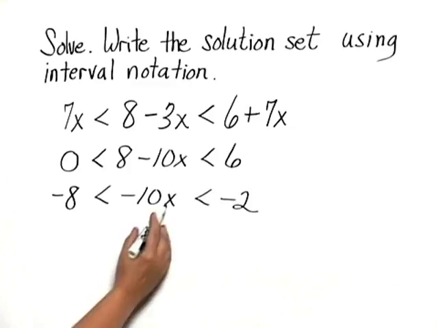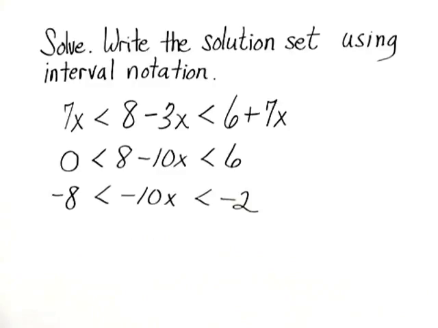Now, we want to get x by itself. To do so, we need to divide by negative 10. But remember, whenever we multiply or divide by a negative number, we have to reverse the direction of the inequality symbols. Well, we're going to do that for both symbols here.